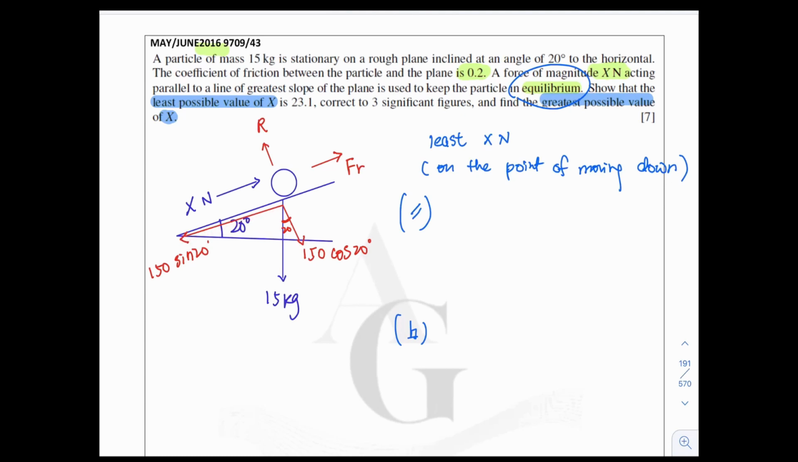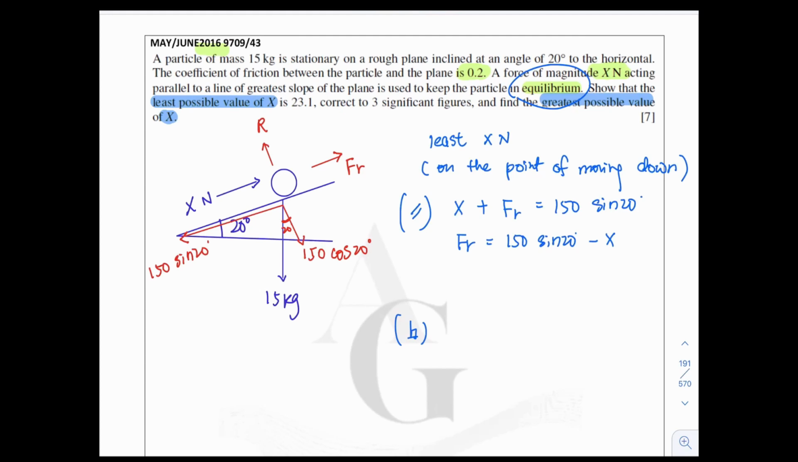Since the particle is in equilibrium, the upward force should be equal to the downward force. So the force going upwards is X Newton and the friction, and it should be equal to the downward force, which is 150 sine 20. So from here we can figure out the friction is equal to 150 sine 20 minus X.